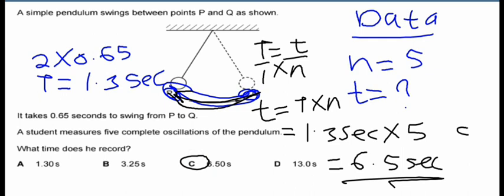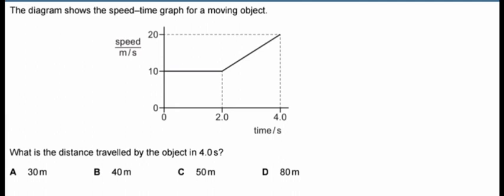The next one. The diagram shows the speed time graph for a moving object. So we have the speed on this side and time on this side. The question is saying, what is the distance traveled by the object in 4 seconds? So 4 seconds, it is ending here. That is where we are having 4 seconds.